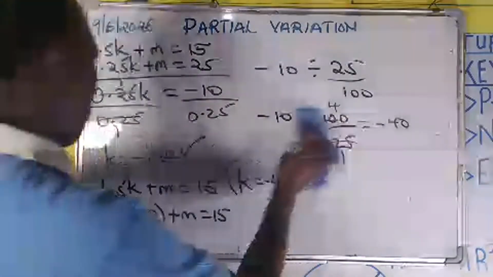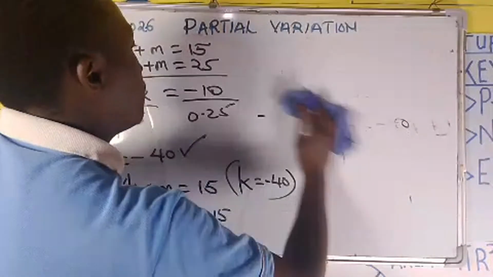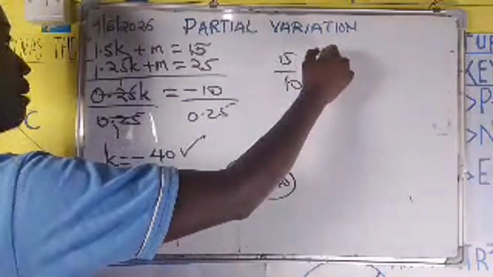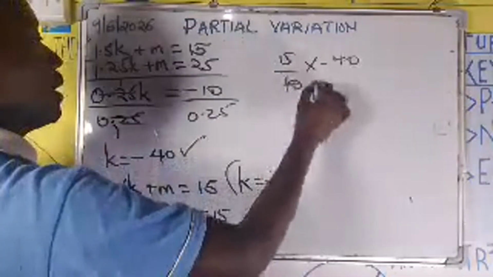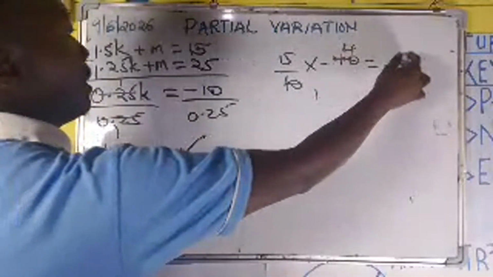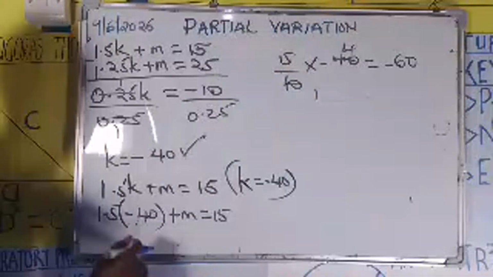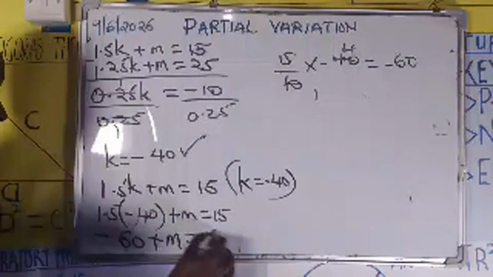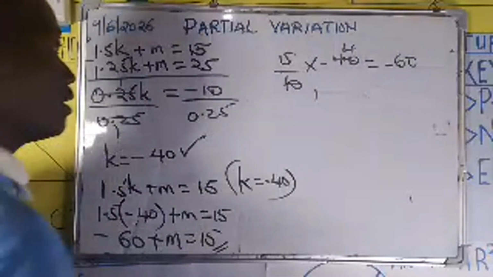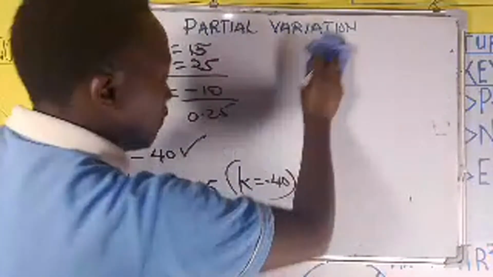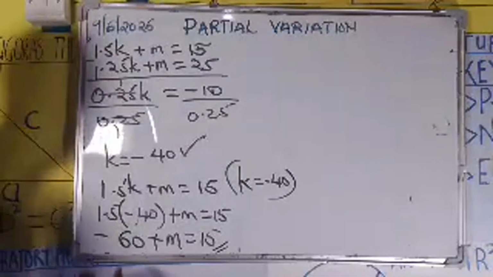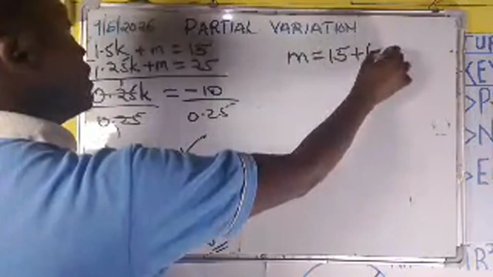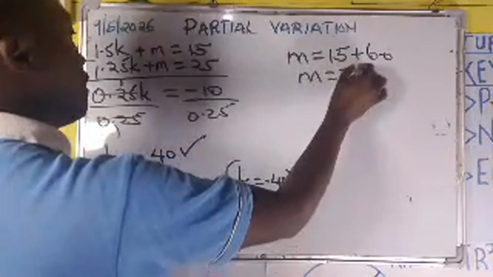So 1.5 times negative 40 is the same as 15 over 10 times negative 40. By 10, 1 by 10, 4. So it will be negative 60. So this one will be equal to negative 60 plus m is equals to 15. And when we get that, we will get our m is equals to 15 plus 60, and our m will be 75.